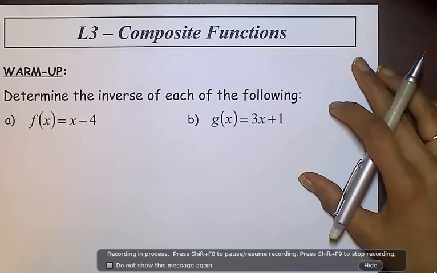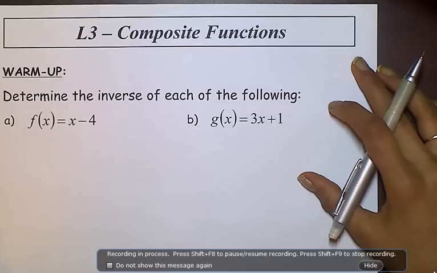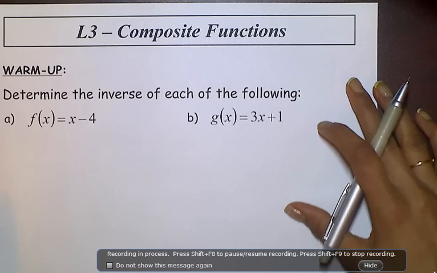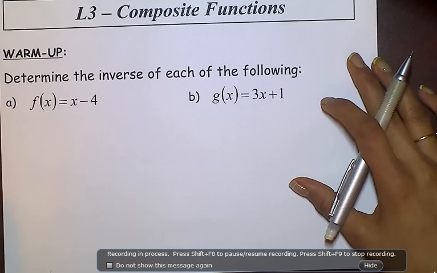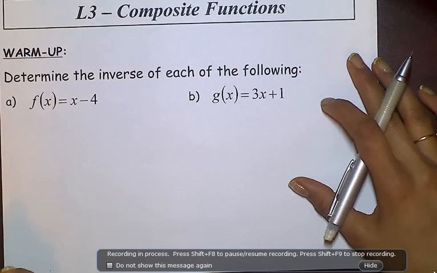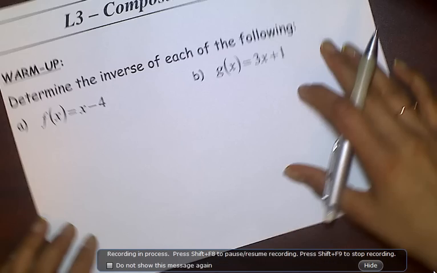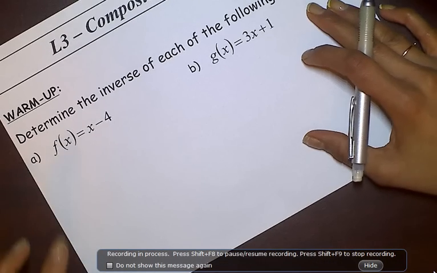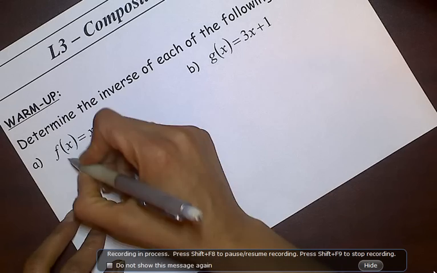Just before we do that, we're going to start off with a warm-up in terms of finding the inverses of functions. So for the first question, I have f of x equals x minus 4, and I have to figure out an inverse for that. Just to do a little recall, to figure out inverses, we're literally going to invert our x and y values. So f of x is written as y equals x minus 4.